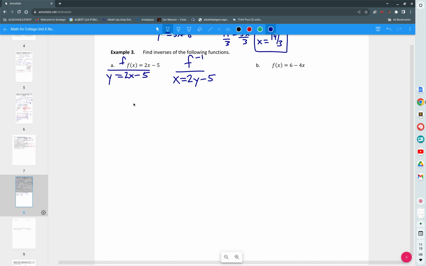Add the 5. I want to solve for y, so what should I do to both sides? Divide by 2. I divide everything by 2.